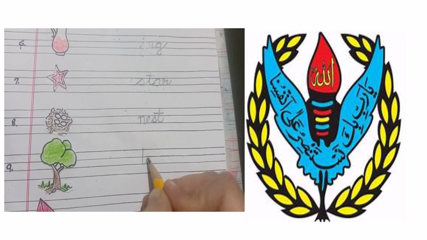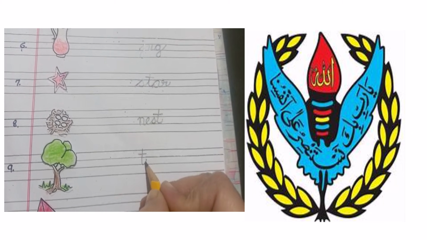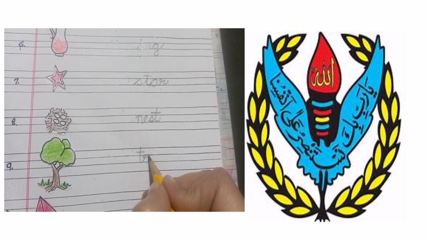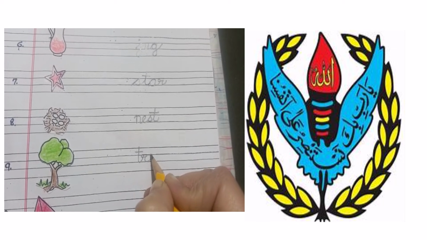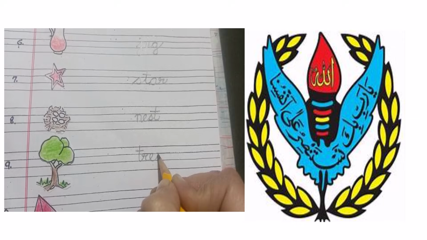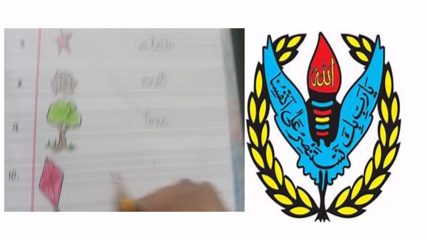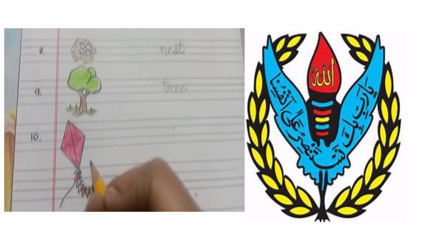Write T here. Like this. Join this with R. Then E. Like this. The last picture is kite.